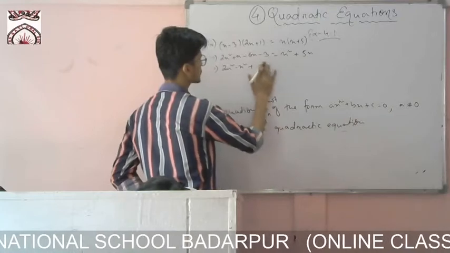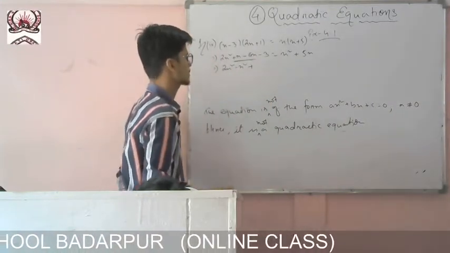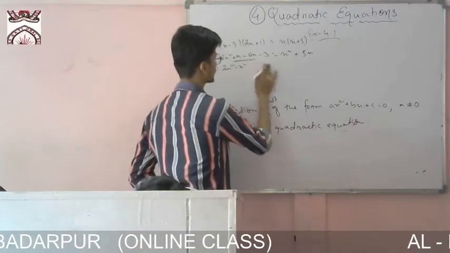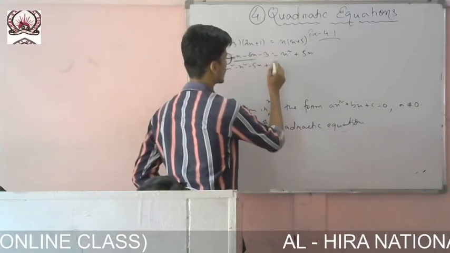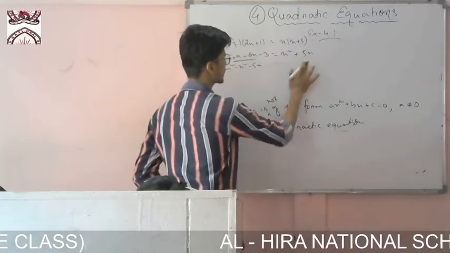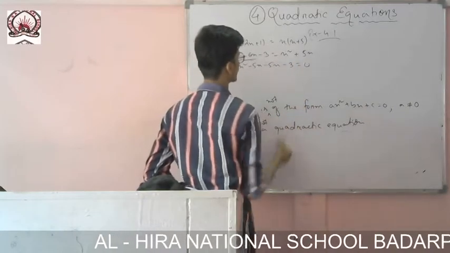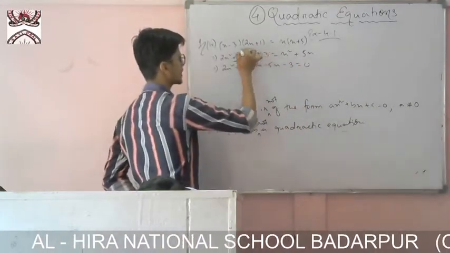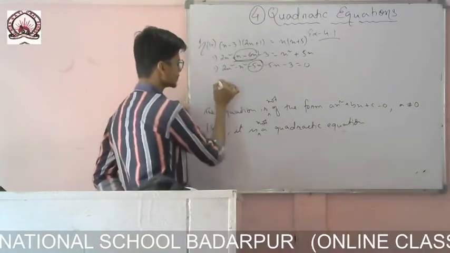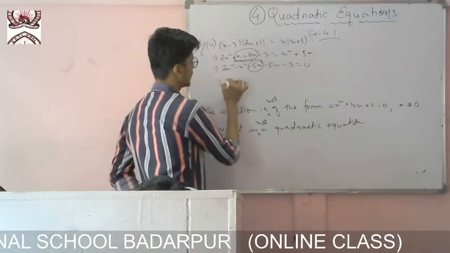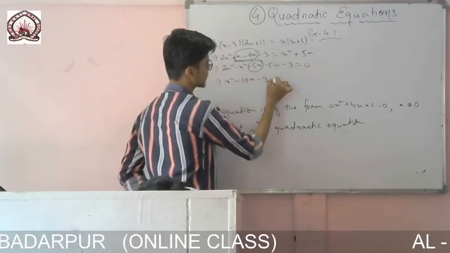Let me solve this part. It will be plus x minus 6x, that means minus 5x. In place of that, minus 5x, the other side plus 5x comes, so if I change the side it will be minus 5x and minus 3 equals to 0. Is it clear? Now if I solve it, x square minus minus becomes plus, so it will be x square plus 10x minus 3 equals to 0.